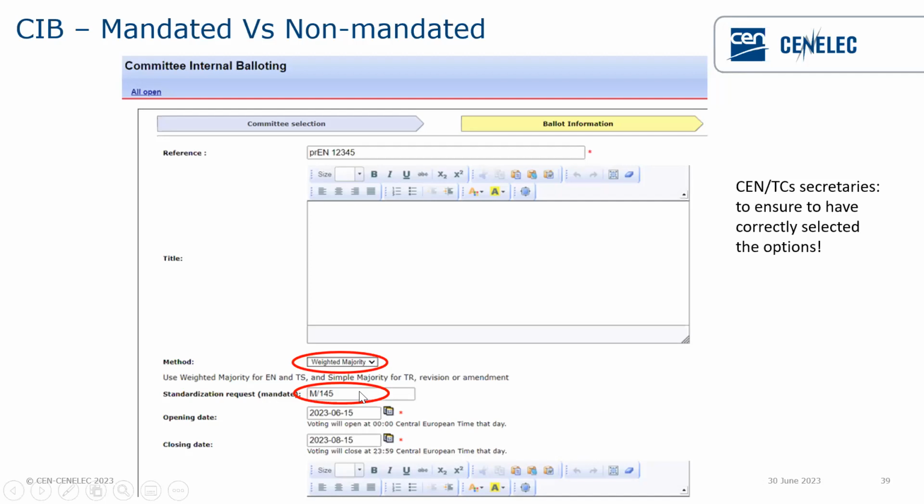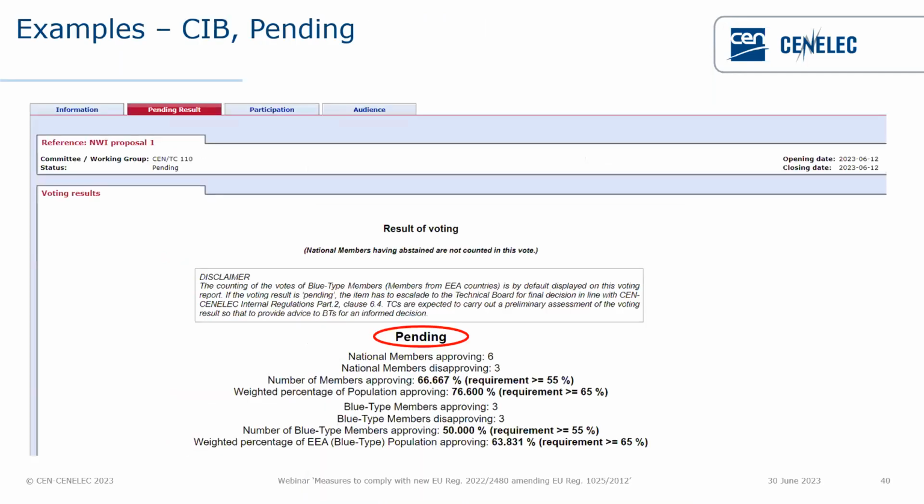Unfortunately, it's not automatically taken from the database, from Projects Online. So you need to check the correct information on Projects Online and then add the reference to the mandate. So if this field is empty, then the new work item will be approved via the approval criteria of non-mandated work. If it is not empty, then the new approval criteria for mandated work, as in the new edition of Internal Regulation Part 3, will be applied. This is an example.